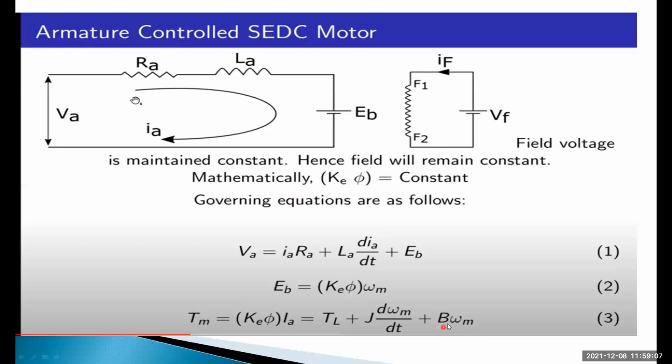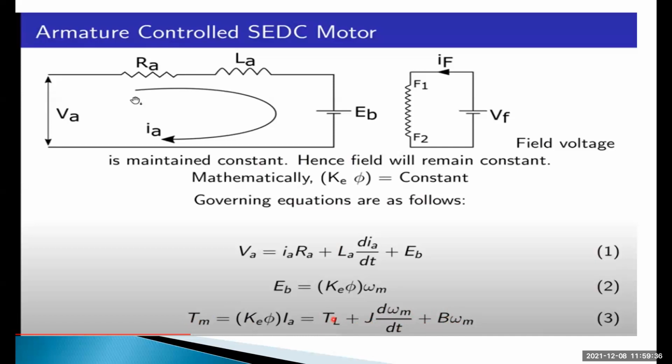B is called friction. Here omega is called angular rotation, and d omega by dt is called change in rotation speed. J is called moment of inertia, and TL is called load torque. So motor torque is equal to TL plus J into d omega by dt plus B into omega. This is the equation. If the motor torque is greater than the load torque, then only the motor is rotating.